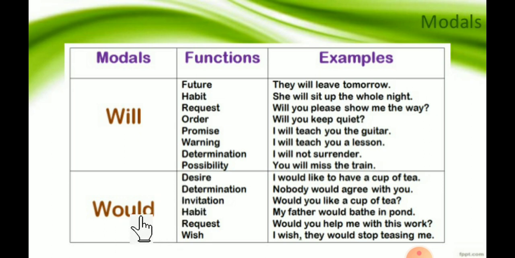The modal verb would we are using for desire, for determination, for invitation, for habit, for request, and for wish. So desire: I would like to have a cup of tea. Desire means I want it. Next, for determination, how can you use it? Nobody would agree with you. It is a determination. It is determined.